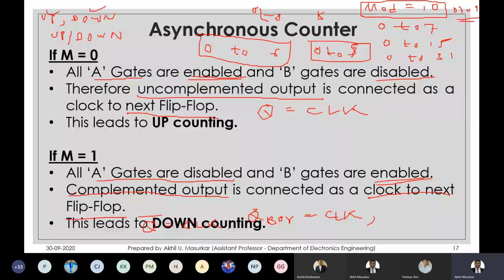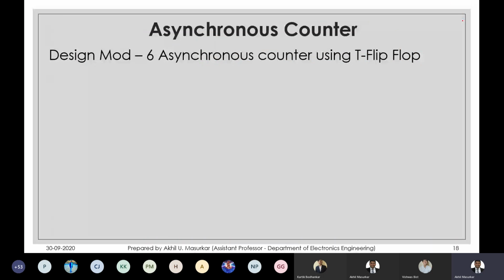Right. So we will directly see designs. These are all standard questions in your paper. Design mod 6 asynchronous counter using T flip-flop. Design mod 6. Mod 6. What is the meaning of mod 6? Can somebody tell me? Mod 6 means we are counting from which to which state? Just put your answers in your chat box. Mod 6 means which states are we counting?